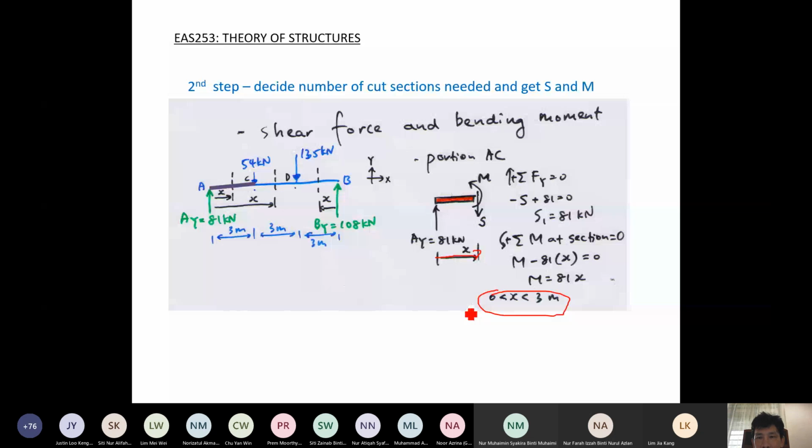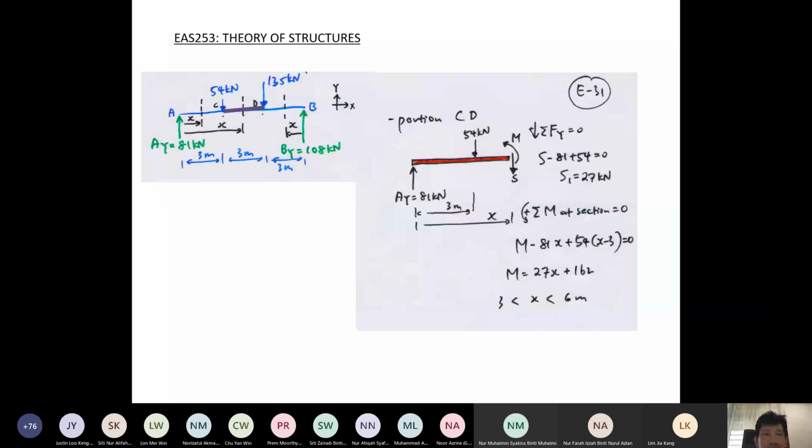So we got the variation for shear and variation for bending moment. Shear is constant, moment is a function of X here. Repeat the same process for the next portions where the shear force and bending moment variation is required. The next portion is C to D.